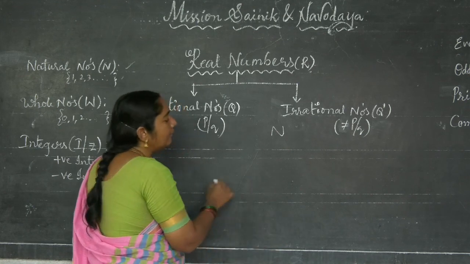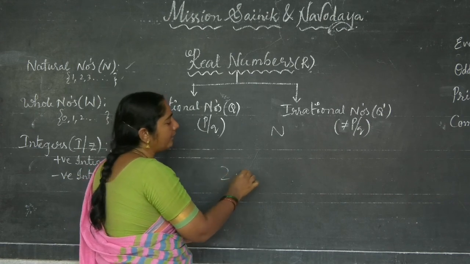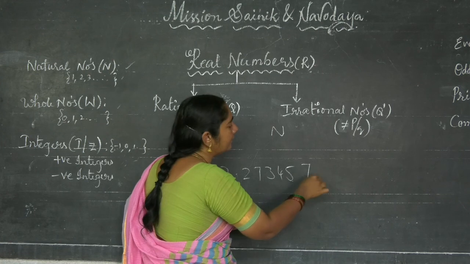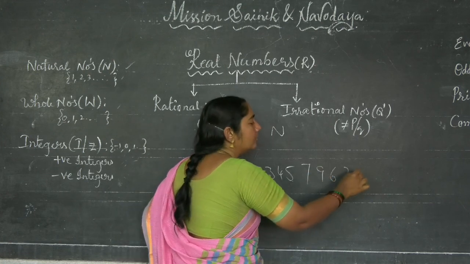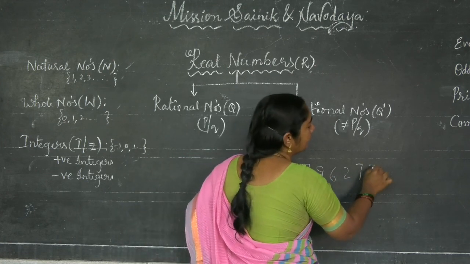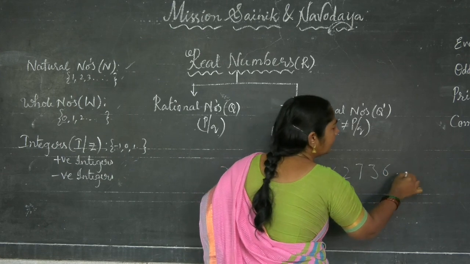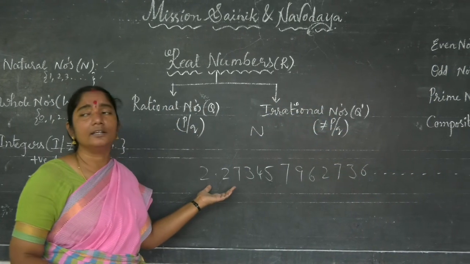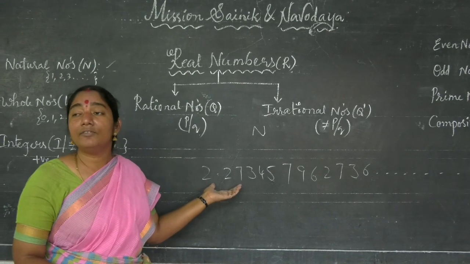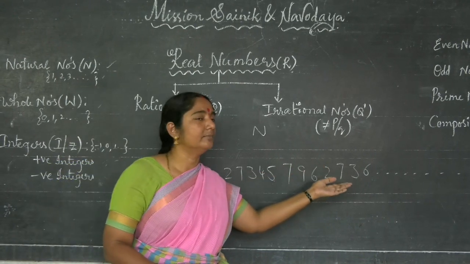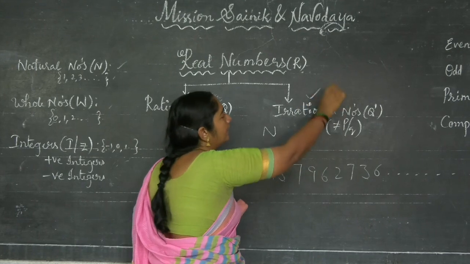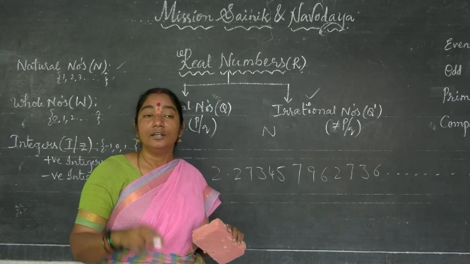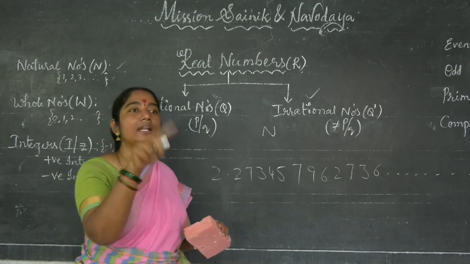For example, when we solved, we got 2.273545796 2736. Like that, it is continuously going on. It is not terminating. Such a number which is not terminating, we call an irrational number. It is not stopping anywhere, neither terminating nor recurring.